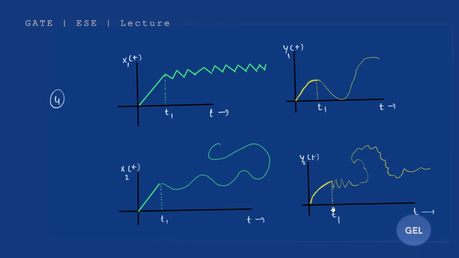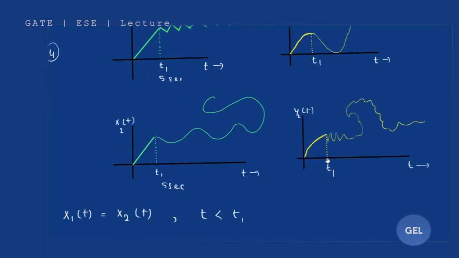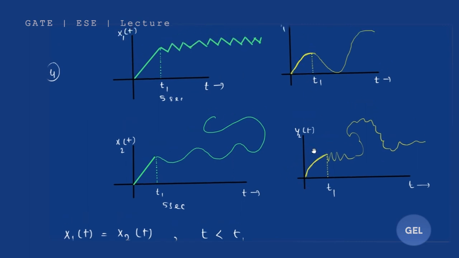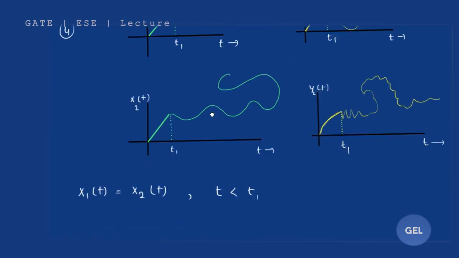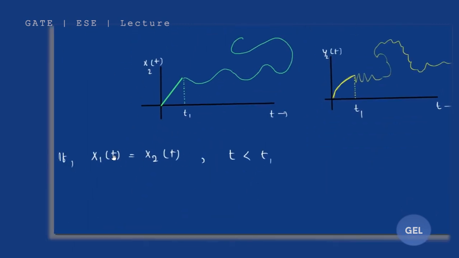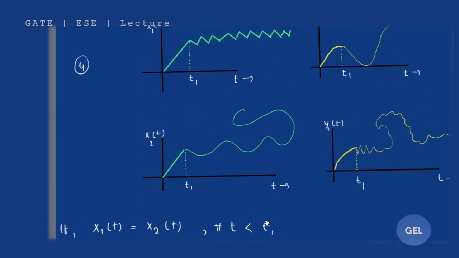if t1 is 5 seconds, then their subsequent outputs will respond with the same value for t less than 5 seconds. Clear? So I can say if this is your condition, then y1(t) is equal to y2(t) for t less than t1. Clear? For all values, or you can say it this way, for all values of t less than t1. Clear this point? This is the property for a causal system.